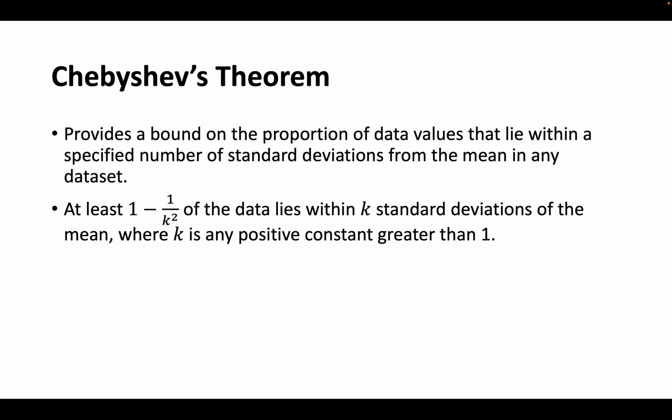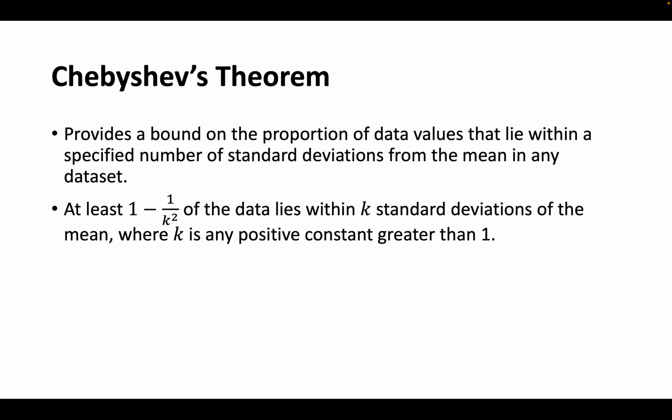Chebyshev's theorem provides a bound on the proportion of data values that lie within a specified number of standard deviations from the mean in any data set, and it is used to make statements about data spread without assuming any particular distribution. And this is a formula to calculate the percentage of values falling in a specific interval.